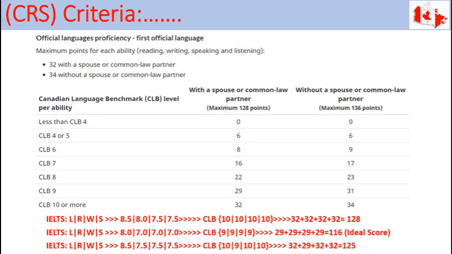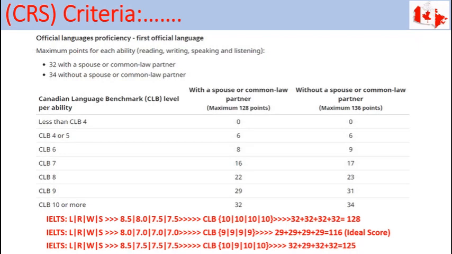I have tried to explain it here in terms of an example: listening, reading, writing, and speaking. If you get 8.5, 8, 7.5 and 7.5 respectively in listening, reading, writing and speaking, that's CLB 10 in each, then you get 32, 32, 32, 32, which adds up to a score of 128.